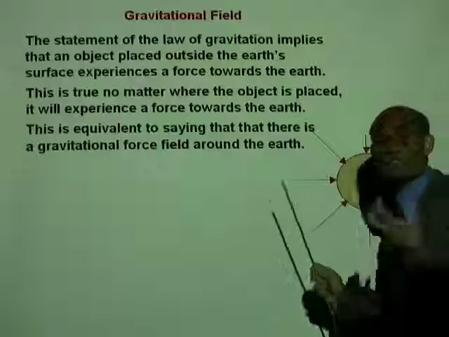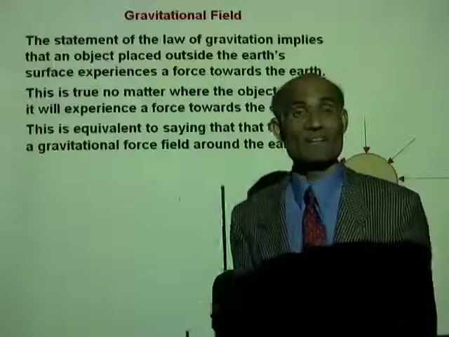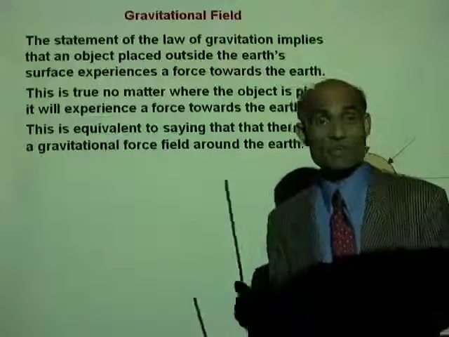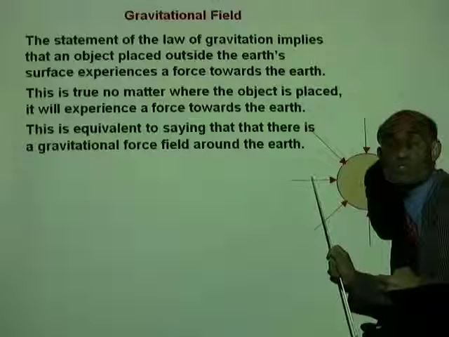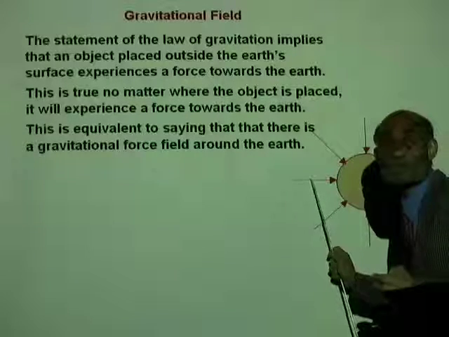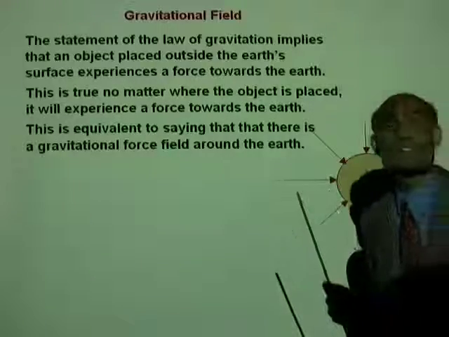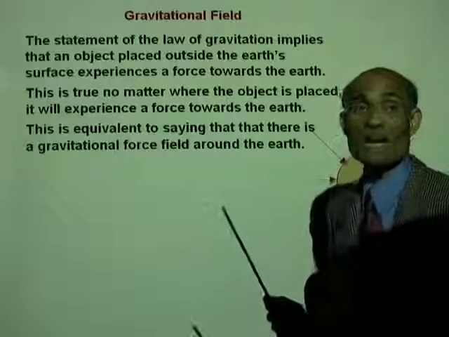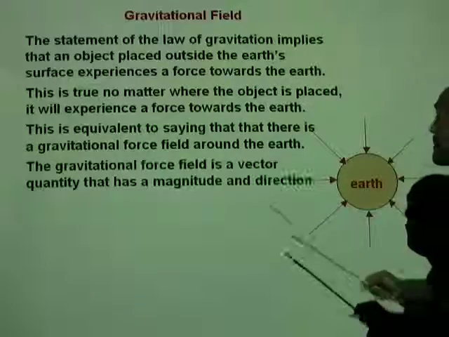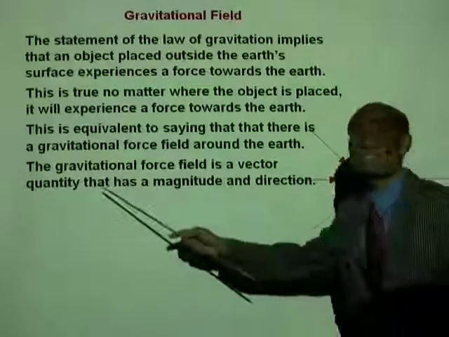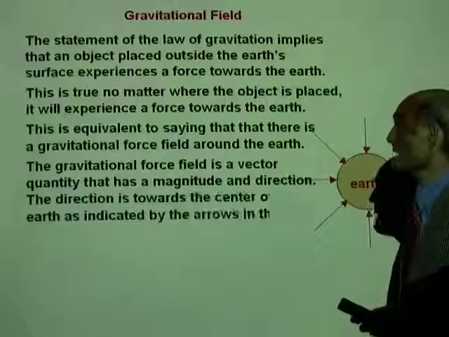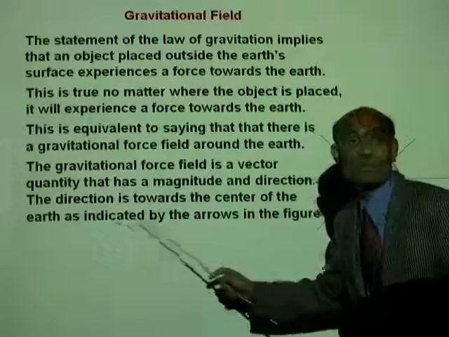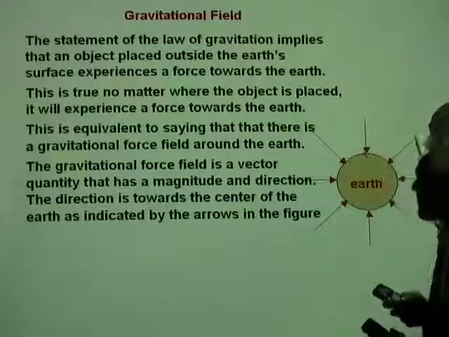That means the field is a vector quantity. The field has a magnitude and a direction. What is the magnitude? Magnitude is the amount of force an object will experience, and the direction is towards the Earth. You see, a field is a vector. It has a magnitude and a direction. All right. The gravitational force field is a vector quantity that has a magnitude and direction. The direction is towards the center of the Earth, as is indicated by these arrows.